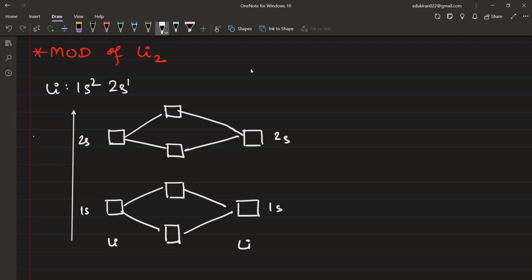Okay. Now this 1s is having 2 electrons. This 1s is also having 2 electrons. फिर यहाँ पे आपके पास 1 इलेक्ट्रॉन है, यहाँ पे आपके पास 1 इलेक्ट्रॉन है. ठीक है. तो this is your sigma 1s, sigma 1s star. ये आपका क्या हो जाएगा? Sigma 2s, because this sigma bond is made by 2s orbitals, and this will be what? Sigma star 2s.